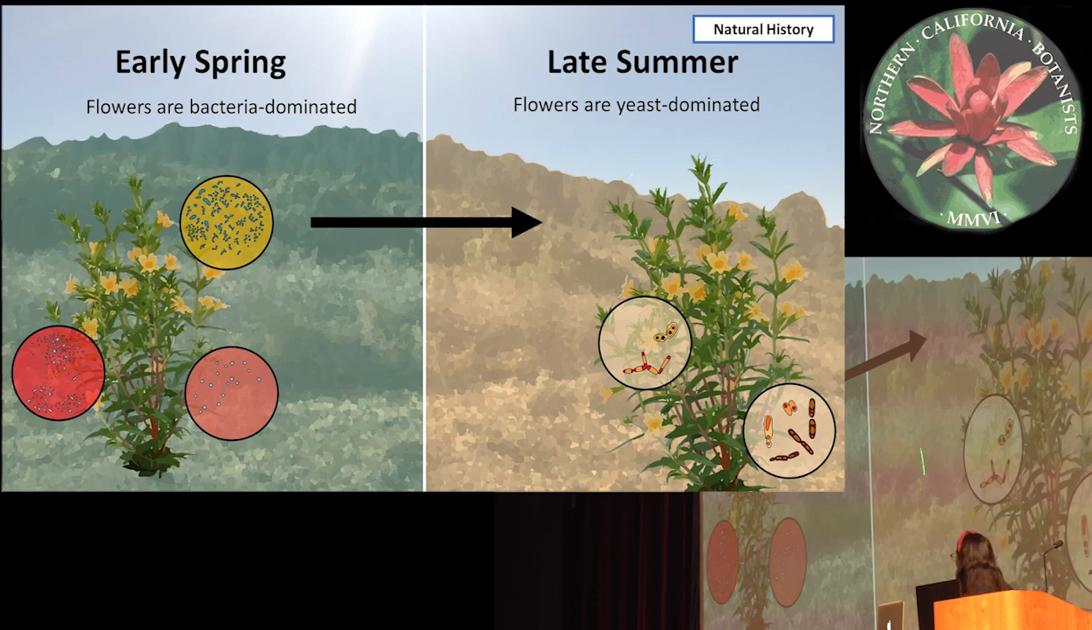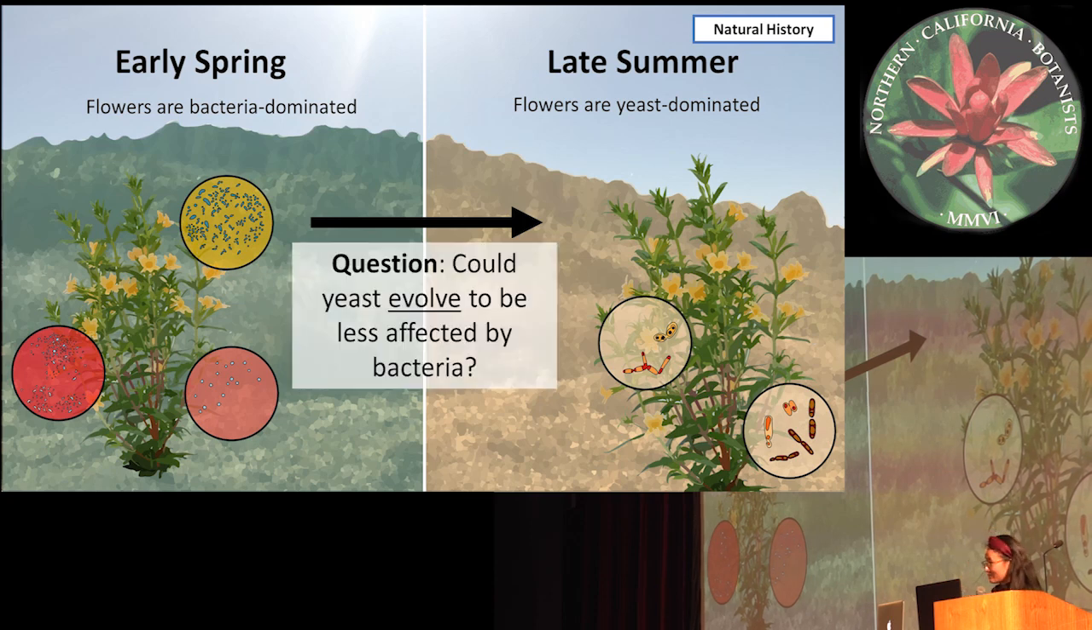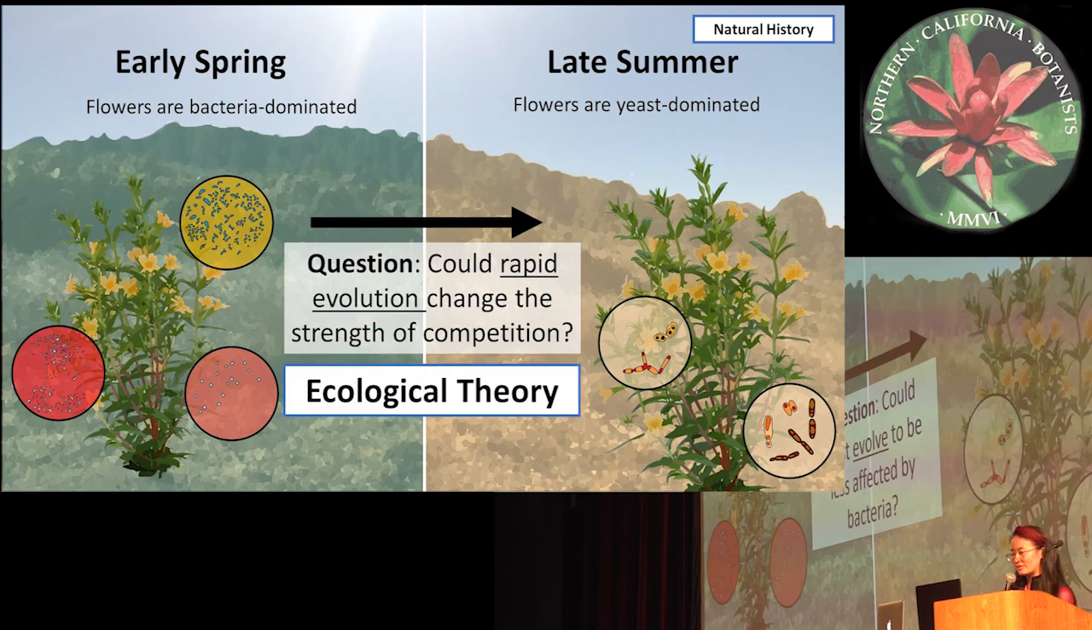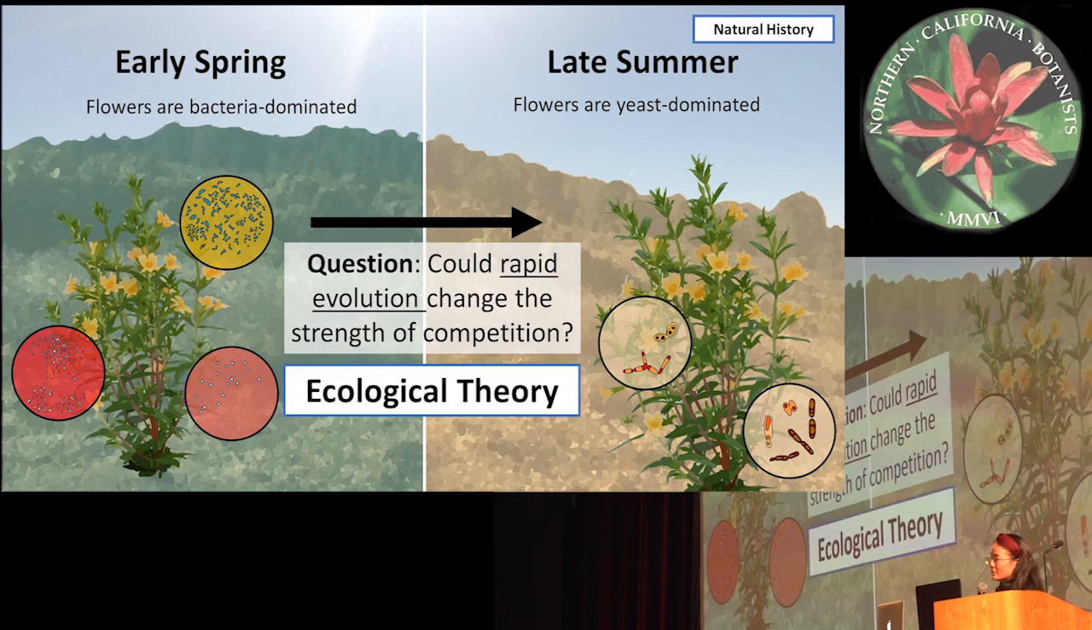And that is, in the early spring, when our flowers start blooming, we see that most of the communities are dominated by bacteria. Most of the flowers are bacterially dominated. But by the end of the summer, when the flowering season is ending, most of the plants are actually dominated by yeast. And so I wondered, could the yeast be evolving to be less affected by bacteria? Or to frame it in a more theoretical way, could rapid evolution of microbes change the strength of competition between microbes that, as I just told you, has really important implications for the fitness of the plant and the behavior of pollinators?